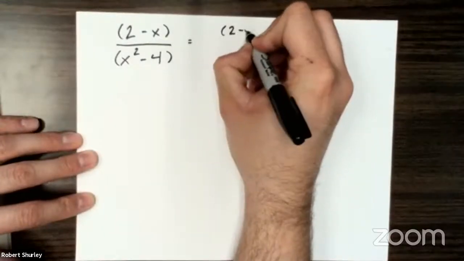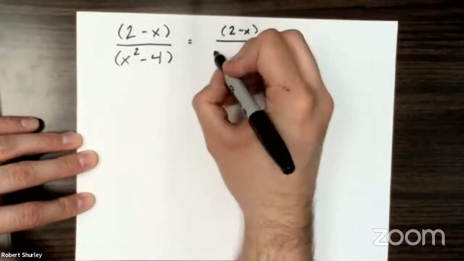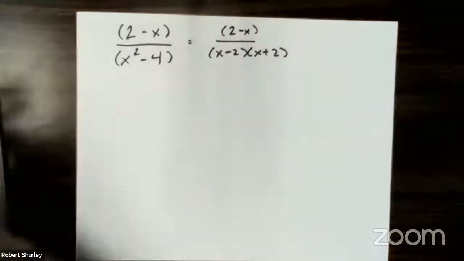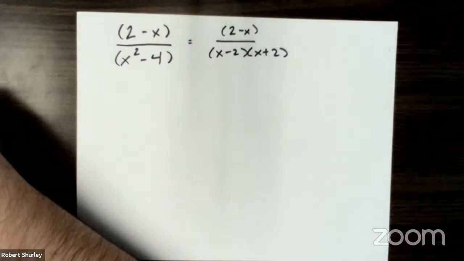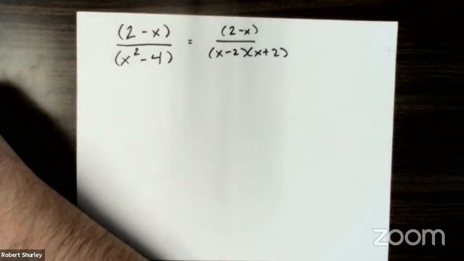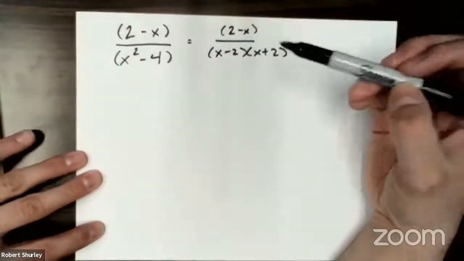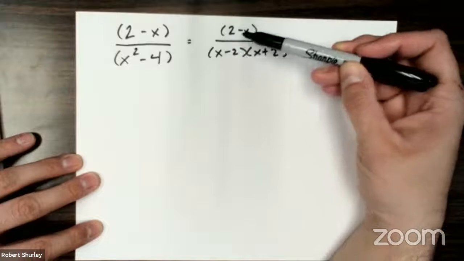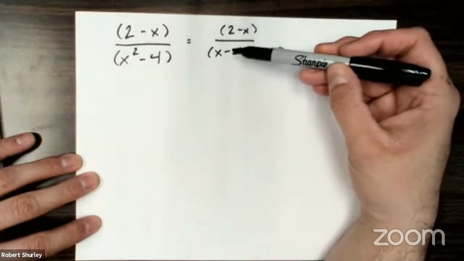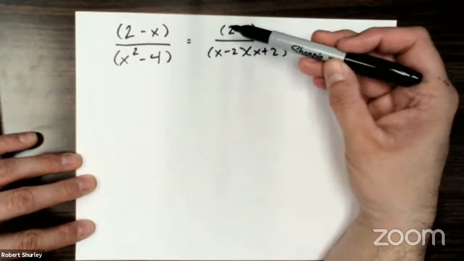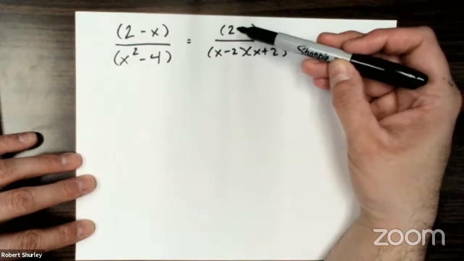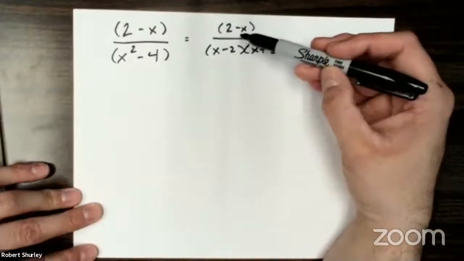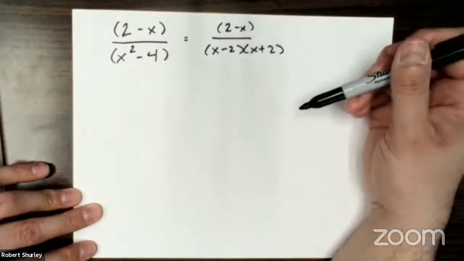So this winds up being 2 minus x on top. On bottom, this is actually x minus 2, x plus 2. It's the difference of squares. Okay? So now look, x minus 2 and 2 minus x. See how they're almost the same, right? 2 minus x, x minus 2. Man, if we could just switch this, it would be the same exact binomial. And if it's the same binomial, then we can cancel it out, okay?